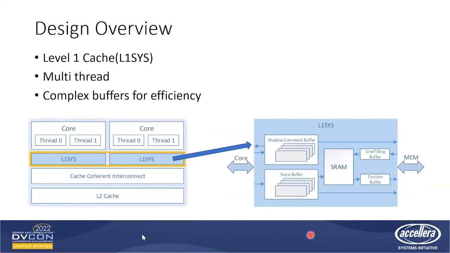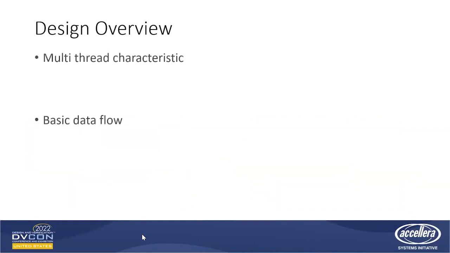The detailed buffers are shown in the right diagram. All the buffers' purpose in the L1 D cache is to shorten the time of a cache miss, which is to reduce the miss penalty. In order to explain the complexity of L1S clearly, I will give a more detailed description from these 2 perspectives. First is the multi-thread characteristic, and then I will give a basic data flow.